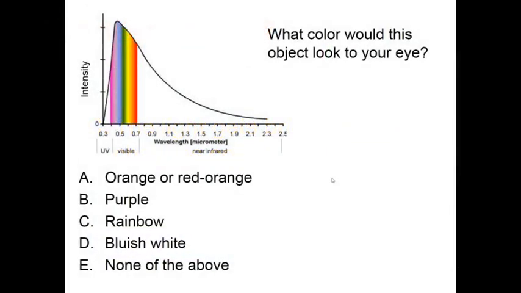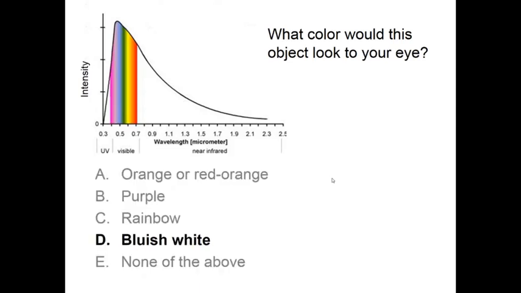What color would this object look to your eye? That's right, bluish white. It's a mix of all the different colors, but with a little bit more of the blue and violet, and so it looks bluish white. You can also get a sense of how much more precise it is to graph a spectrum than to just look at it with your eye, or to use a spectroscope to show you how much of each different color is present.